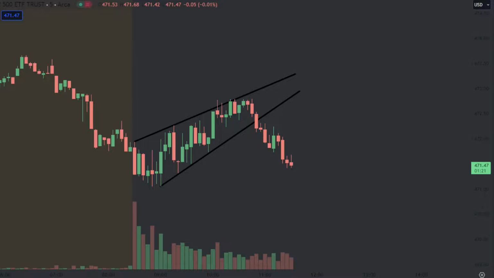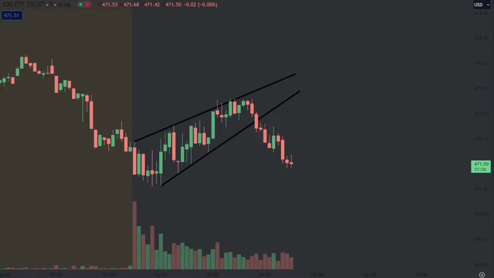So setups move in cycles, guys. They'll go from being hot, they'll go to being cold, and then they'll flip back to being hot again. It just depends on the market at the current time, the environment. But today we're going to be talking about something that I'm seeing is starting to emerge as maybe a hot setup, something that you guys can look for.